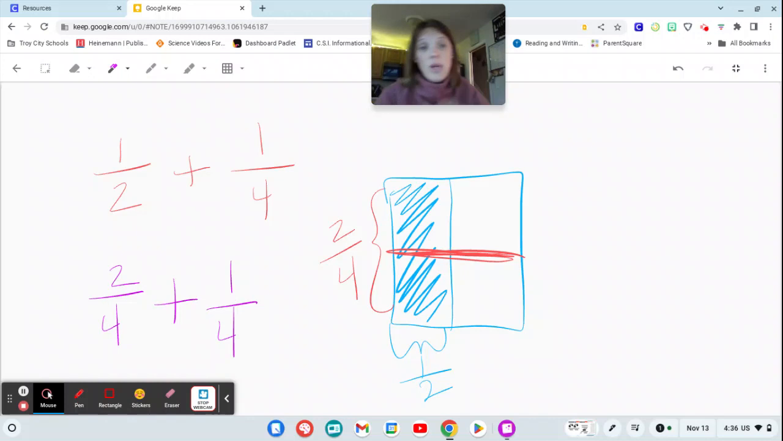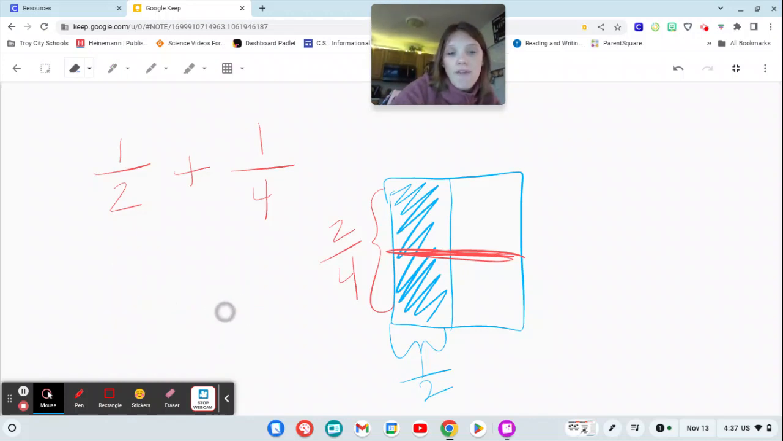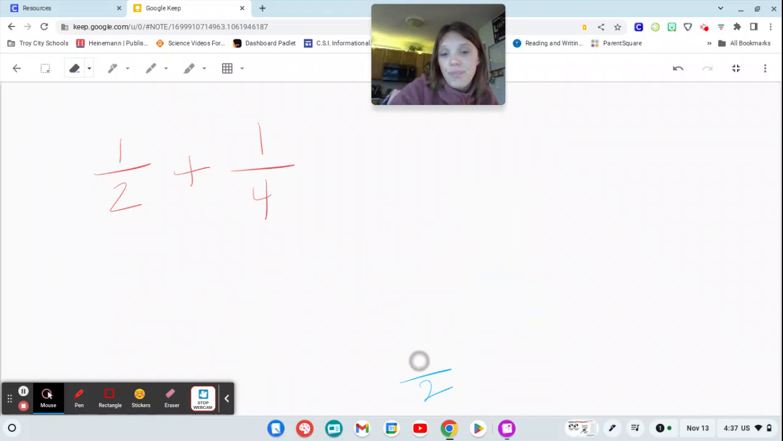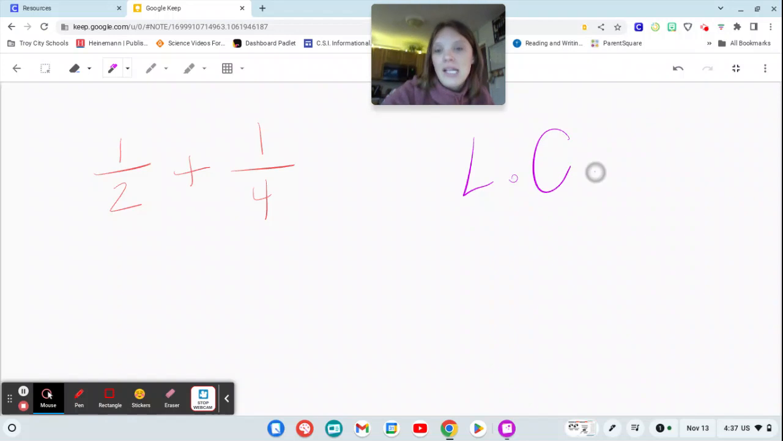Now, another way we can do this is for my mathematicians who feel more comfortable and confident using mental math. We can solve thinking numerically, okay? So the first step in doing that, and parents and grandparents, this terminology might sound familiar to you. I know it was around when I was in school. That would be the LCM, the least common multiple.